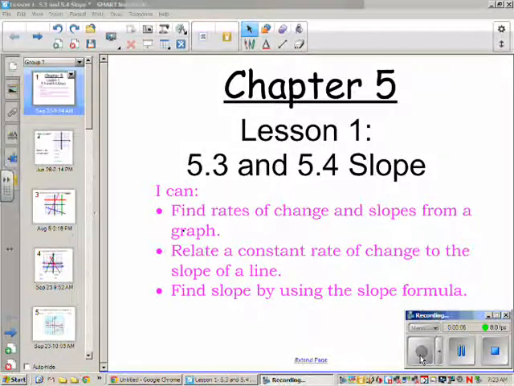So you want to pause the video and write down shortened versions of these statements if you can. I would go find rate of change, find slope, and use the slope formula. Okay? So we're going to start with just the basics of slope. Many of you are going to think this is a review.